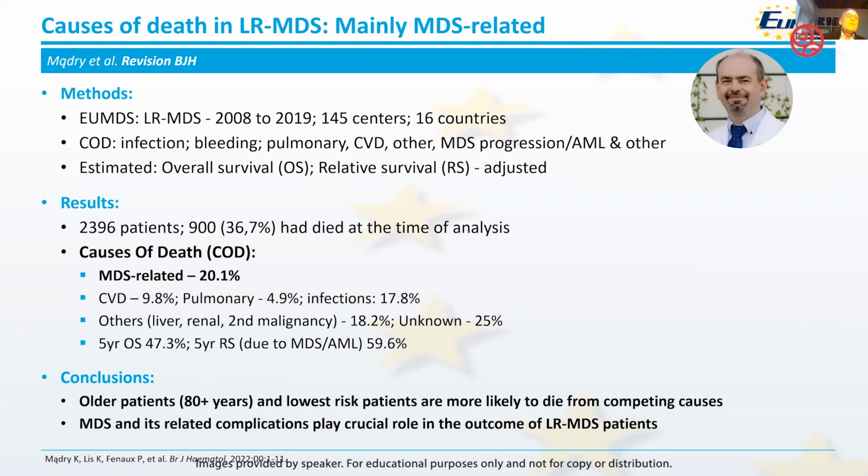So the general 5 years overall survival is 47% at 5 years, but the relative survival in the control group is 59%. So that means that overall around 15% of the cases die from non-related causes. And especially older patients and the lowest risk patients are more likely to die from competing causes. That means causes not related to MDS.